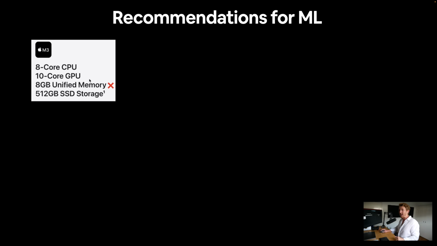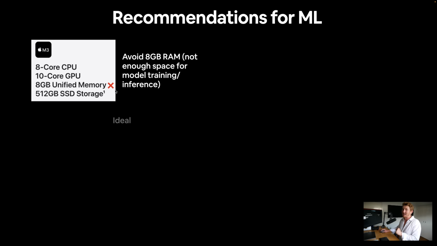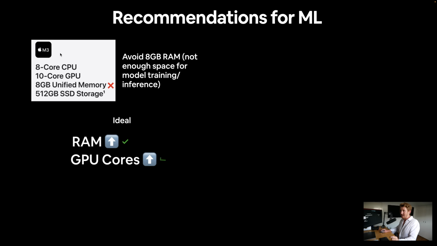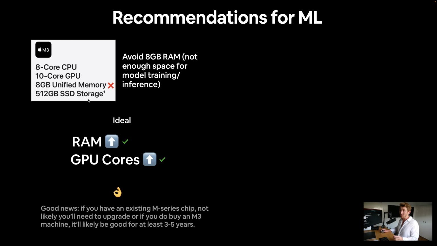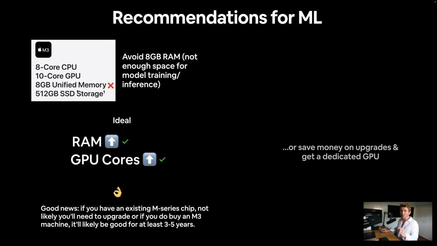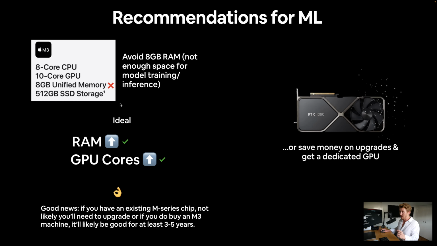Finally, recommendations for ML. If you're looking at buying an M series chip, please avoid the 8GB unified memory. If you're going to upgrade anything, you could get the base M3, but please upgrade the memory because you're just going to run into a lot of headaches trying to load modern machine learning models. Ideally, you'll increase the RAM in this order. RAM first, and then GPU cores. RAM is just going to allow you to train larger models, larger batch sizes. All of the GPU cores across the new M3 series are quite quick.